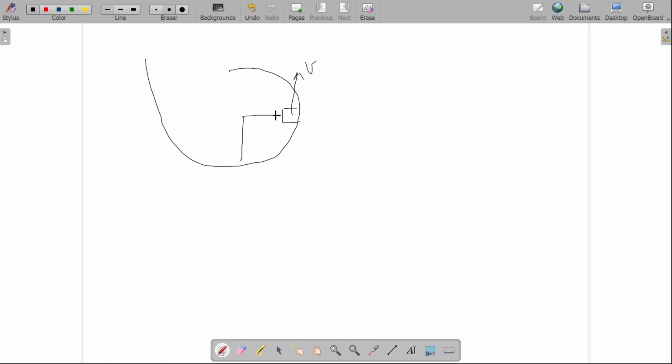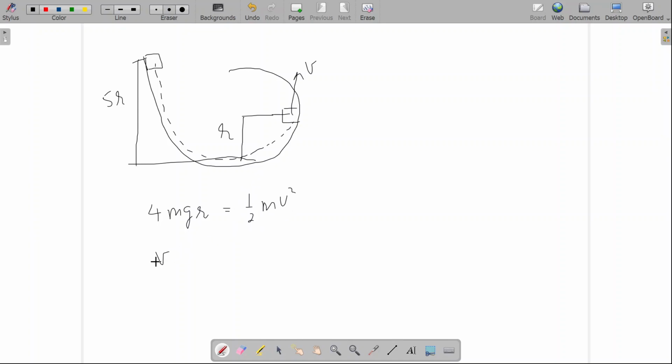So this height is r, and the height it was released from initially is 5r. So the loss in gravitational potential energy is 4 mgr. That is the difference of the heights 5r and r. This is equal to the gain in the kinetic energy, half mv square. So that means v square is equal to 8gr.